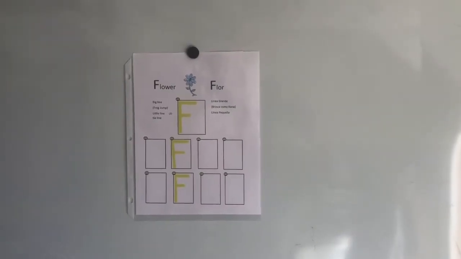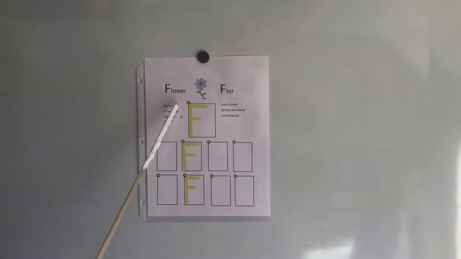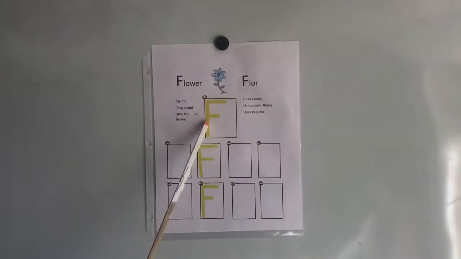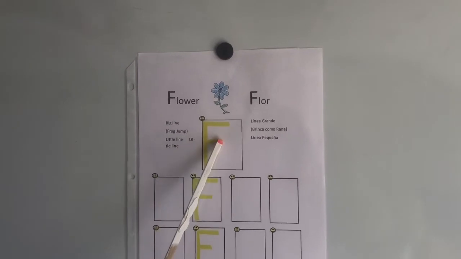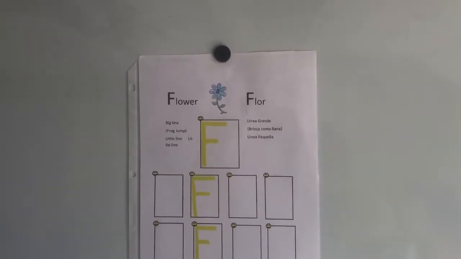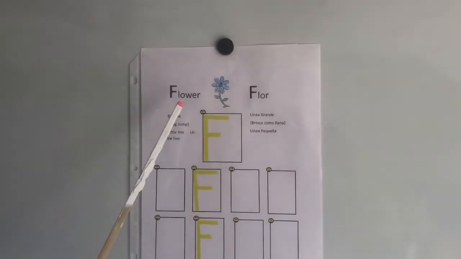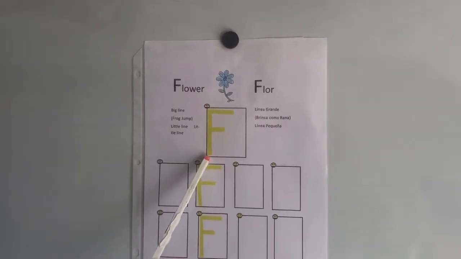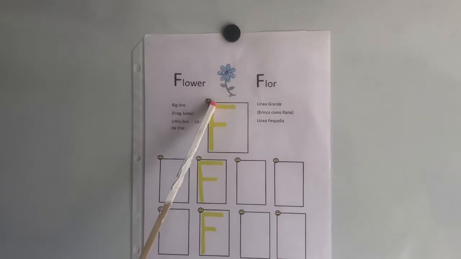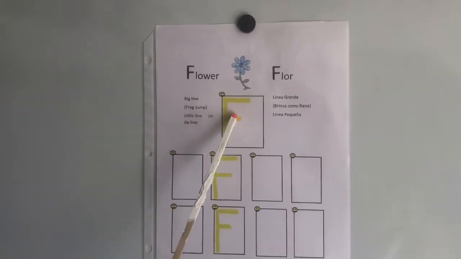The first frog jump letter is the letter F. We start at the starting corner, big line, frog jump, little line, little line. Vamos a empezar con la letra F. Empezamos aquí, en la esquina de empezar. Línea grande, brinca como rana. Línea pequeña, línea pequeña.